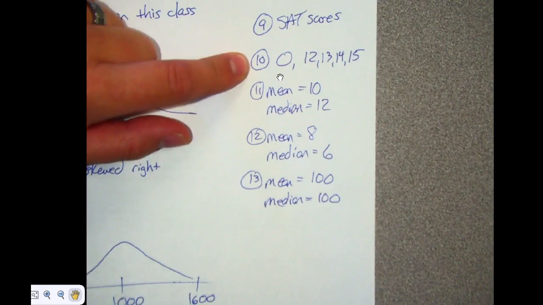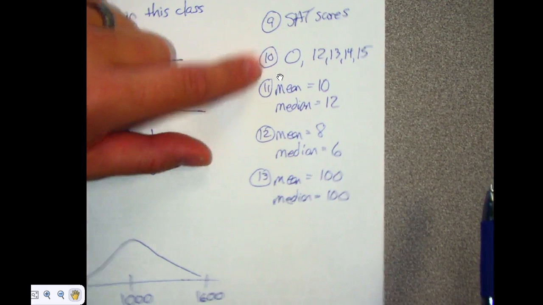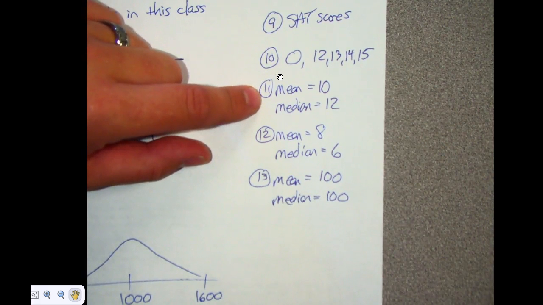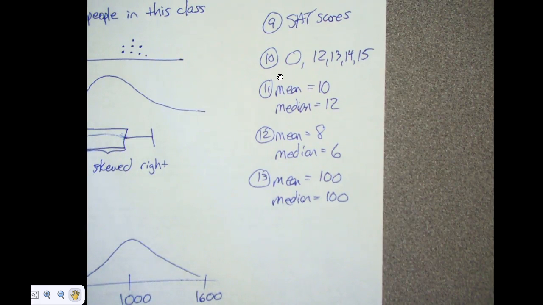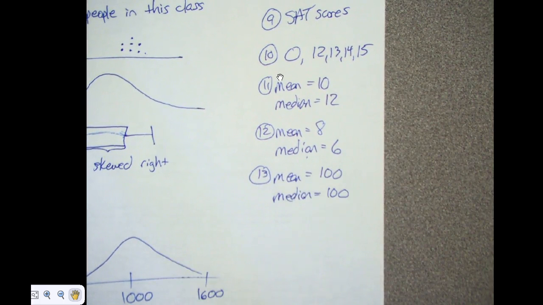Number 10. Skewed left because of the zero. Number 11, the mean is less than the median, so the mean got pulled left, so that's skewed left. Number 12, the mean is bigger than the median, so the mean got pulled up, that's skewed to the right. And then number 13 will be approximately normal. Those okay? Questions?